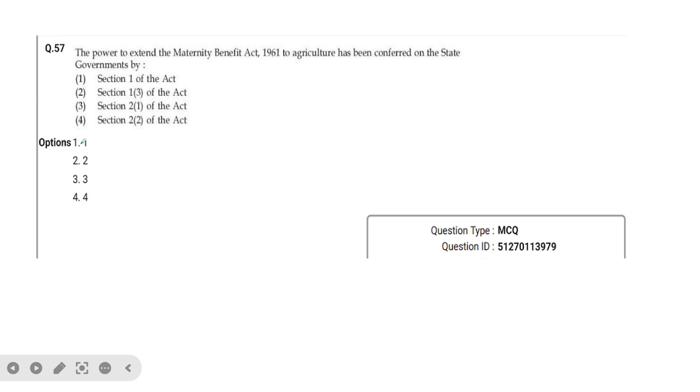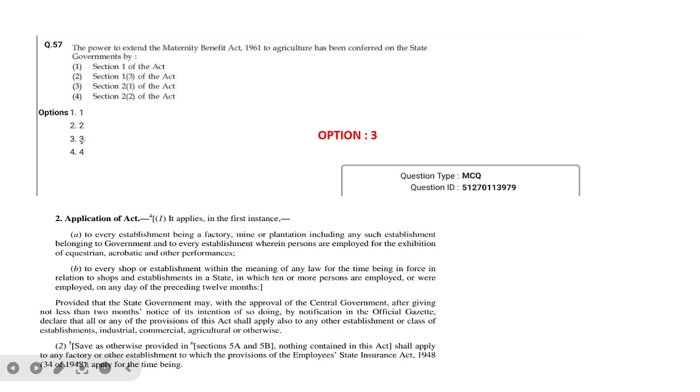So the power to extend the Maternity Benefit Act 1961 to agriculture has been conferred on the state governments by Section 1, Section 2, Subsection 1 of the Act. So it's mentioned here: Section 2, Subsection 1.